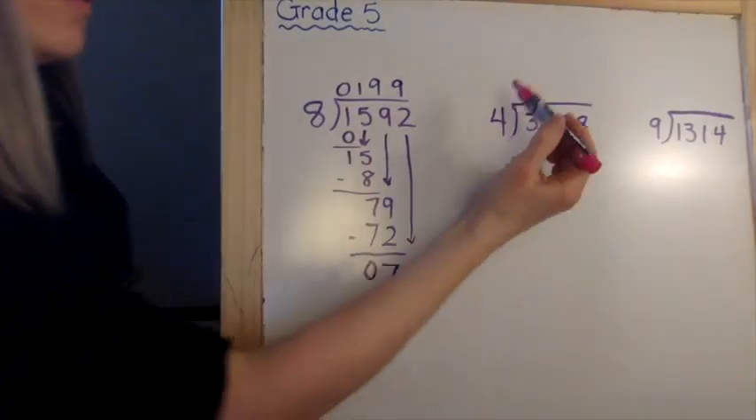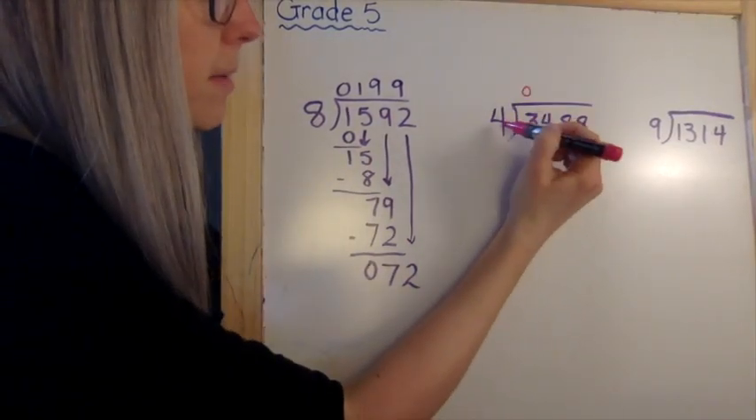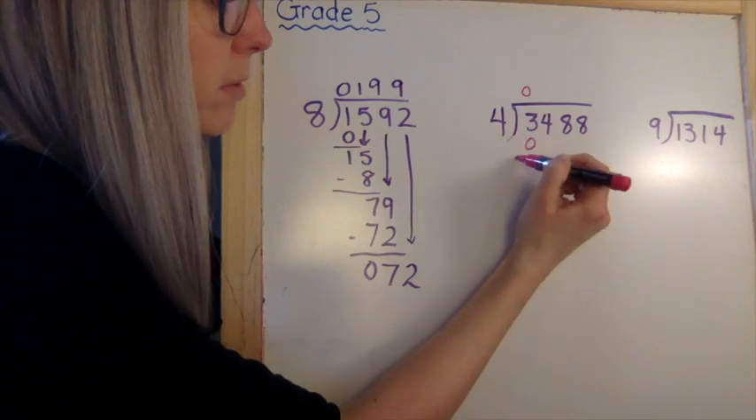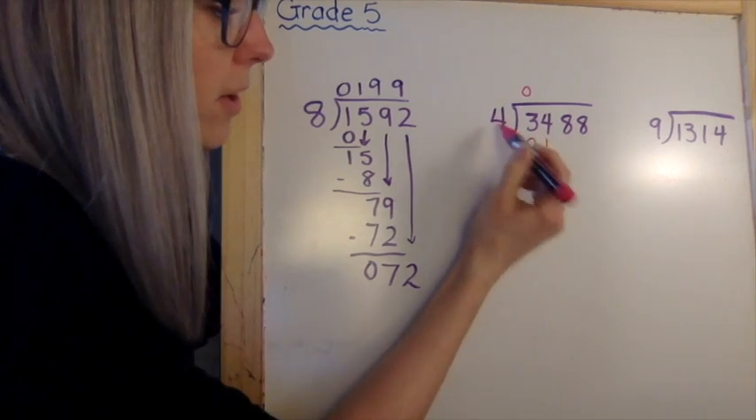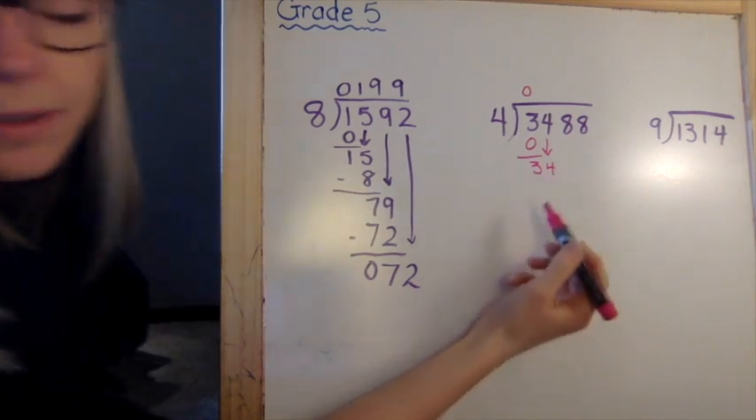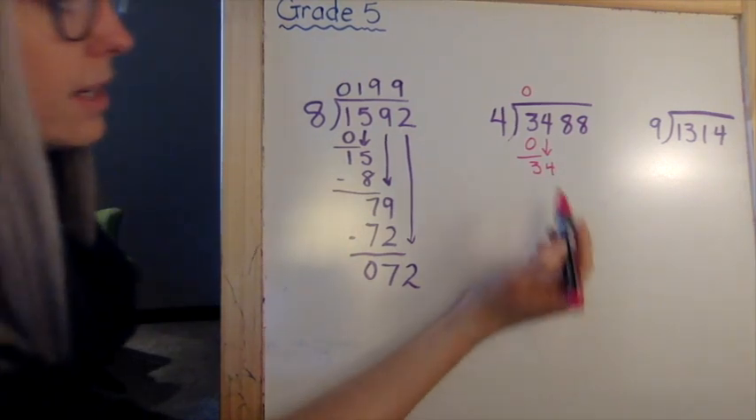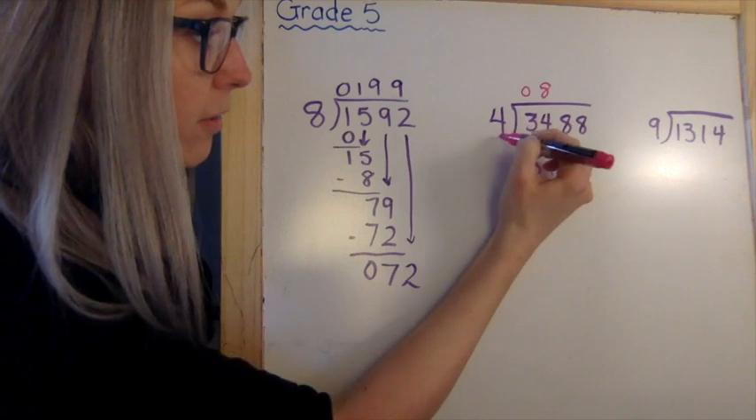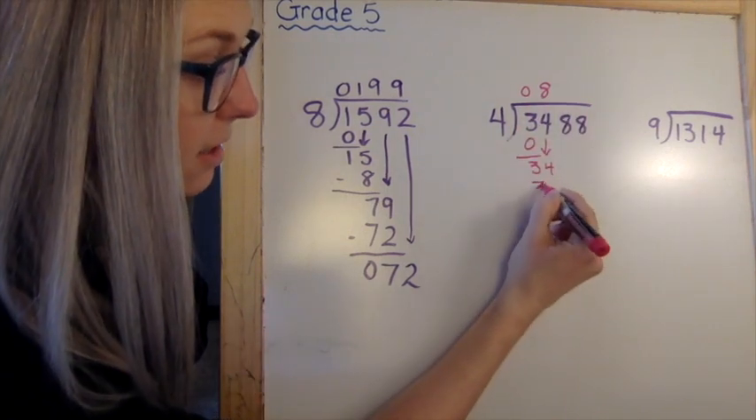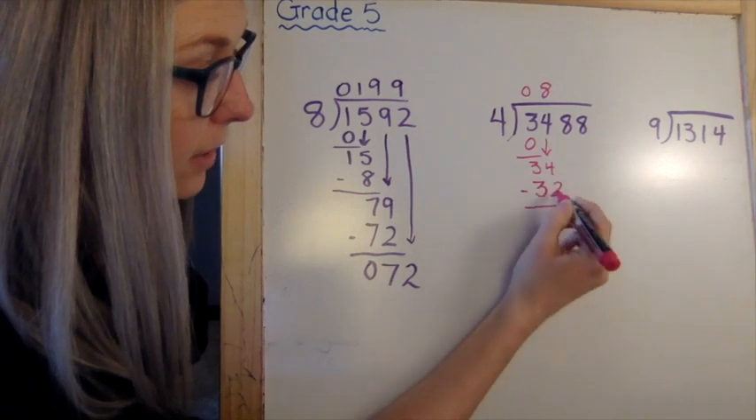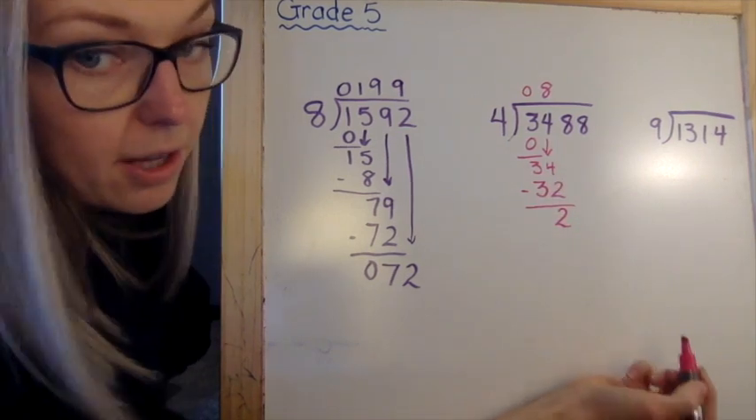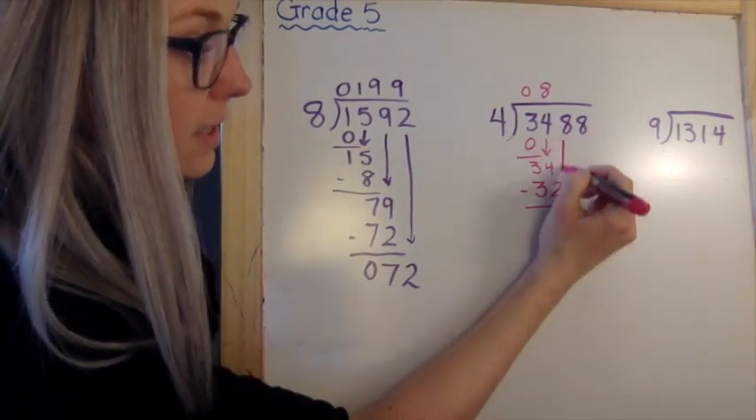Next one, 4 goes into 3 0 times. 4 times 0 is 0. Okay, so I have the 3. I'm going to bring down the 4. 4 goes into 34. So think about your four facts, guys. It goes in 8 times. 4 times 8 is 32. Do you see why you need to practice those facts? Now I subtract. I have 2. I'm going to bring down the 8.